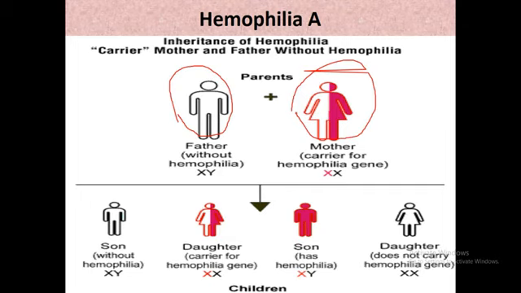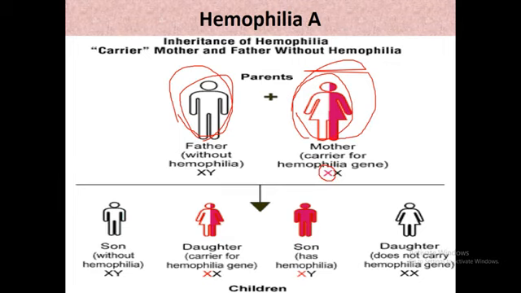But inside the males, where there is only a single X chromosome, whenever there is a defective X chromosome inside the male, the presence of hemophilia in the male is an obvious condition. So we are going to see the children of the parents where the father is without hemophilia, the normal father, and the mother is a carrier of the hemophilic gene. So here one X chromosome is damaged.